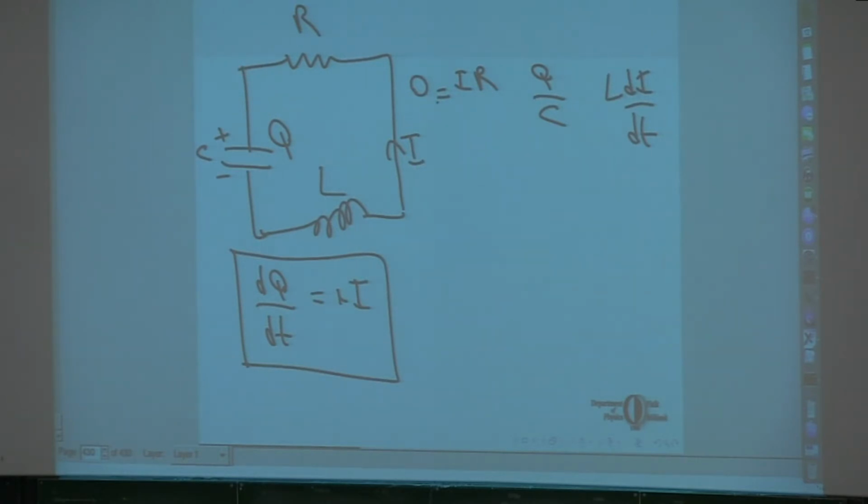Well, the current runs from a high potential to a low potential. So you can say that we took a positive charge. As we go around, we are looking at the change in its energy. So I times R, positive. It lost I times R, this much potential energy, as it went from this point to that point. Now, from this point to this point, what was the change in the potential energy?